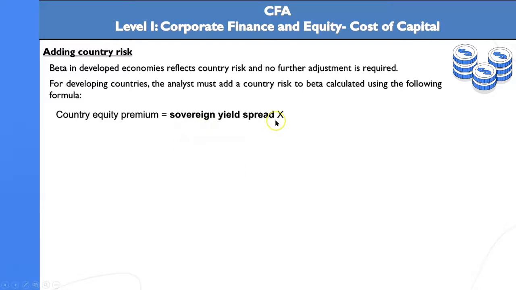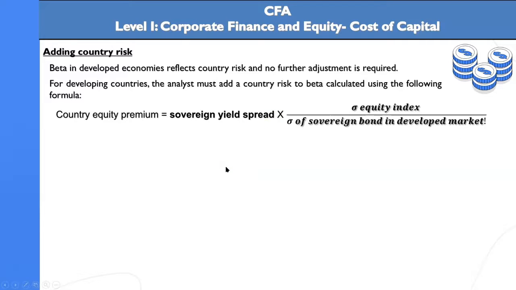How do we do that? We multiply it by a factor. That factor is the sigma of the equity index divided by the sigma of the sovereign bond in the developed market. What does that mean? Sigma measures how risky the equity market is in the developing countries, countries other than the US. Countries that are less developed have an equity market. That equity market is risky. How to measure its riskiness is using sigma.